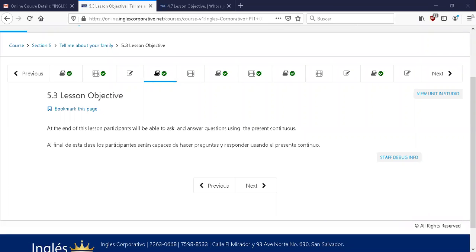At the end of this lesson, participants will be able to ask and answer questions using the present continuous. Good, good, good.